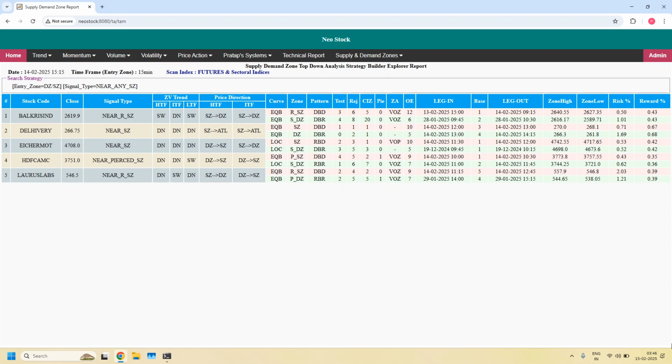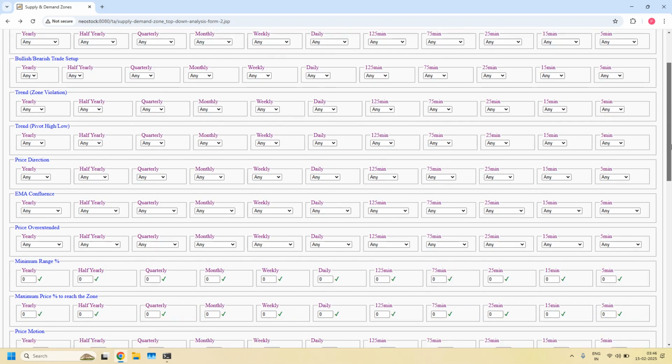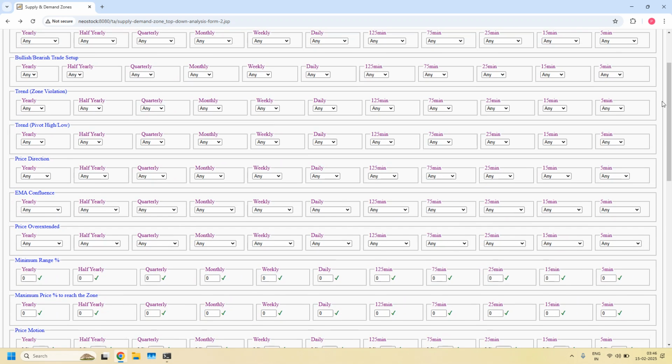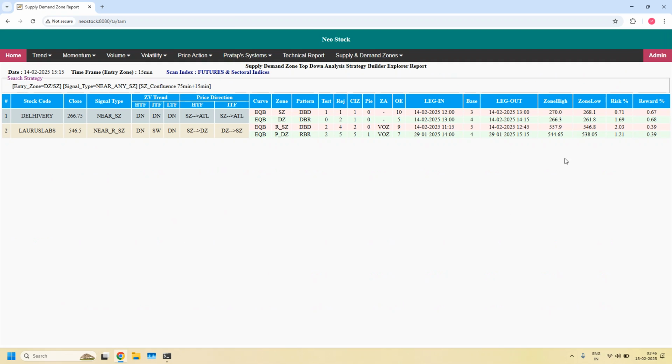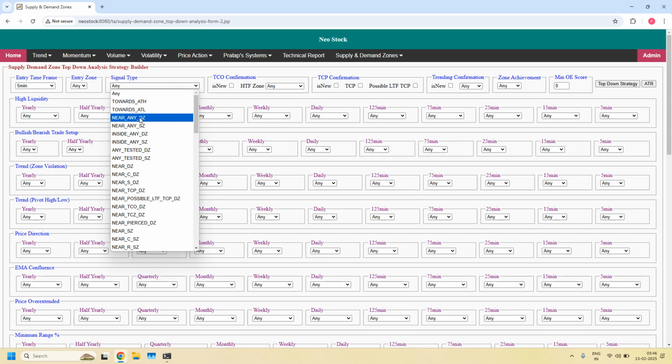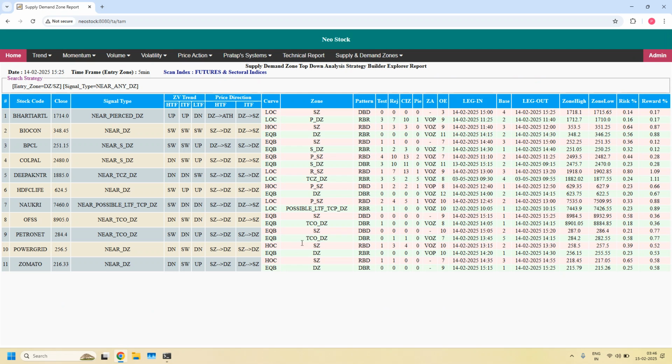Out of these 5, how many are having ITF supply zone confluence? Let us filter. That is 15 minutes supply zone confluence with 75 minutes supply zone. I am enabling the filter. We got 2 stocks. Okay, next time frame is 5 minutes. Stocks near 5 minutes demand zone. 11 stocks are filtered.